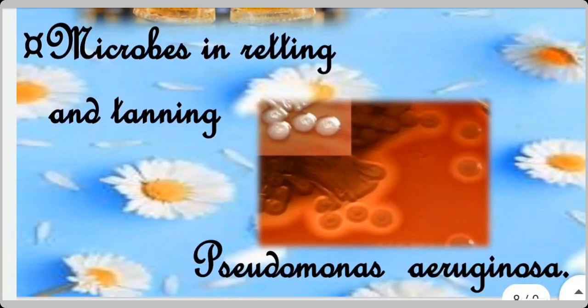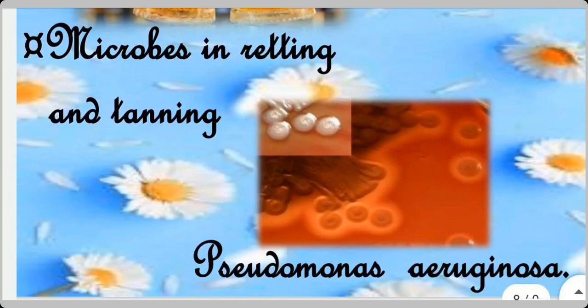The next one is microbes in retting and tanning. So what is retting? Retting is the process of extracting fibers. For example, we can take flax plants. The flax plant is a fiber yielding plant. These plants are tied in bundles and kept in water. Then microorganisms, for example here bacteria, loosen the supporting fibers of the stem by acting on the stem tissues. This process is known as retting. Because of this process of retting, we are able to get linen thread. Linen thread is made from these fibers. Example, Pseudomonas aeruginosa.